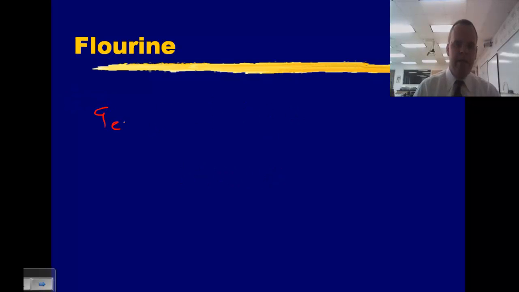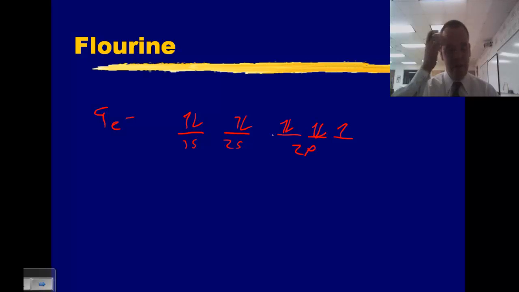Fluorine, 9 electrons. 2 in the 1s, 2 in the 2s. Then we get the 2p set. 1, 2, 3, 4, 5. And it doesn't matter which of the 3 you double up. Just make sure there's 2 doubled up and 1 unpaired.